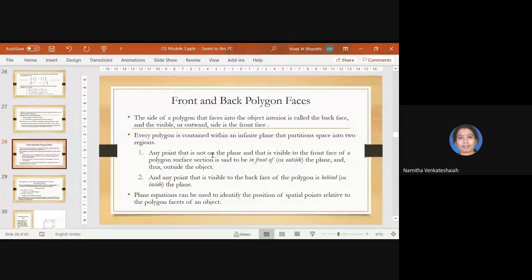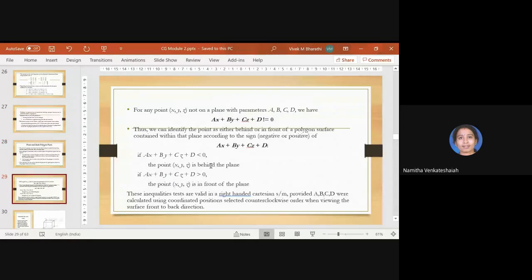How do we know? Any point not on the plane that is visible to the front face of a polygon is called in front of the plane. Very easy, right? Any point that is visible to the back face of the polygon is behind the plane. So how to find out? You just put in all the plane parameters and the vertex data. If Ax + By + Cz + D is less than 0, it is behind the plane. If it is greater than 0, it is in front of the plane.